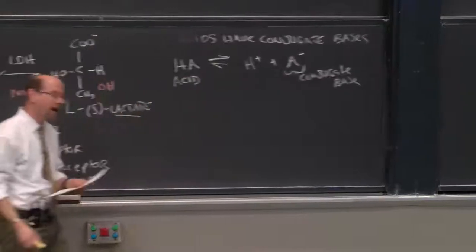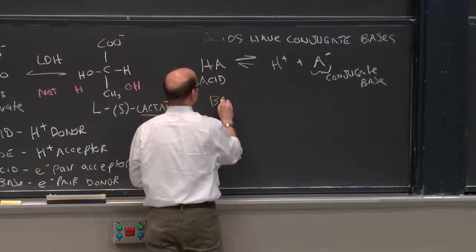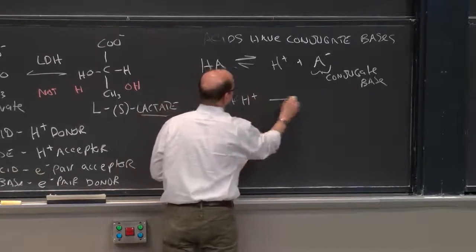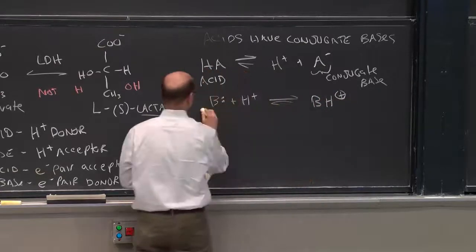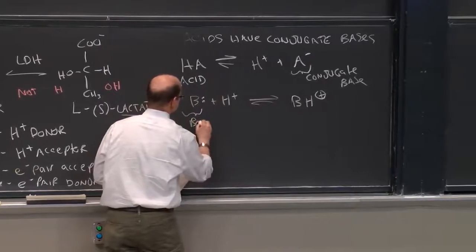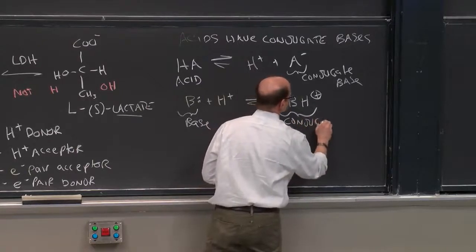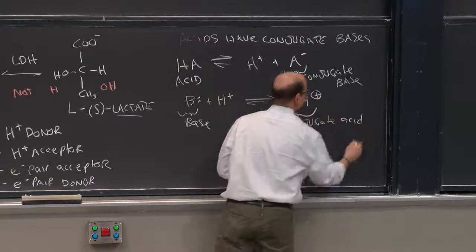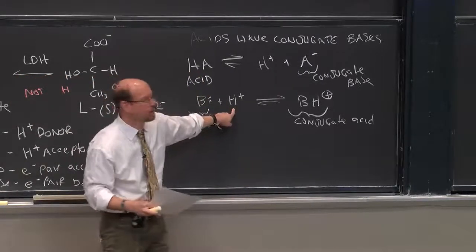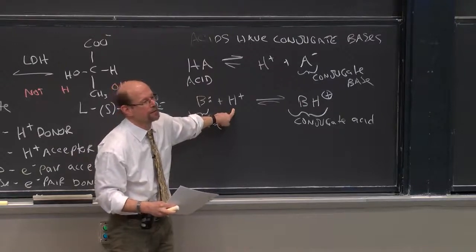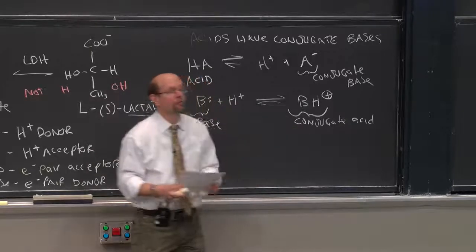Now, obviously, it's no surprise, then, that bases have conjugate acids. I could equally well write that some base plus a proton gives rise to BH plus. Okay, and this, of course, is my base. And this is my conjugate acid. Okay, and you can see I can use either definition. Clearly, the base acted as a proton acceptor, right? So it meets the Bronsted-Lowry definition. But it also donated this electron pair. And so it met the criteria for a Lewis base.